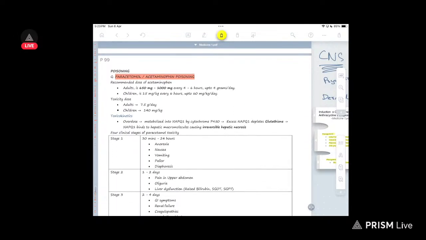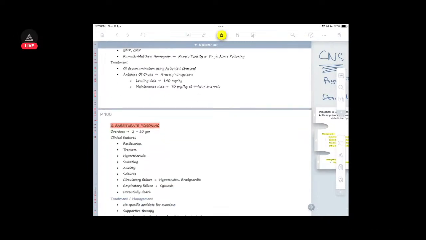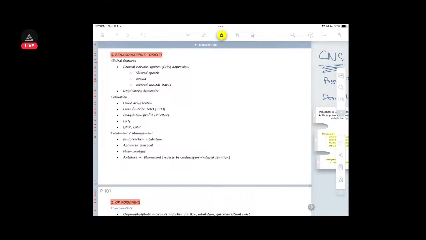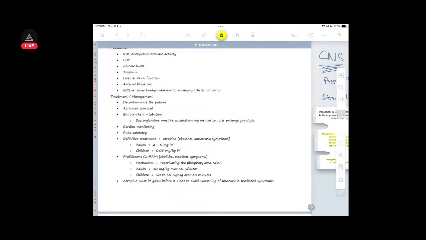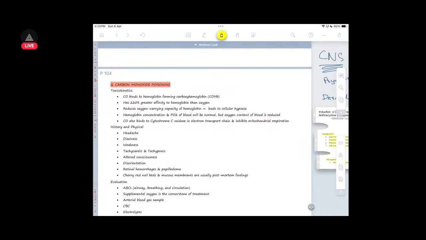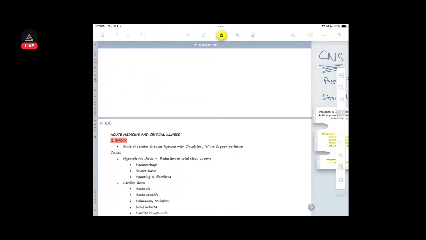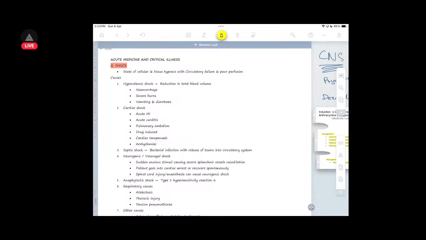Yeah, that's all. So finally, we talk about poisoning. Paracetamol, barbiturate, benzodiazepine is same. OP poisoning, yes. Methanol poisoning, yes. Cyanide not required. Carbon monoxide maybe. I'll just do it off. Plasmapheresis, methemoglobin, chelating agents. Then acute illness, you do shock fully.